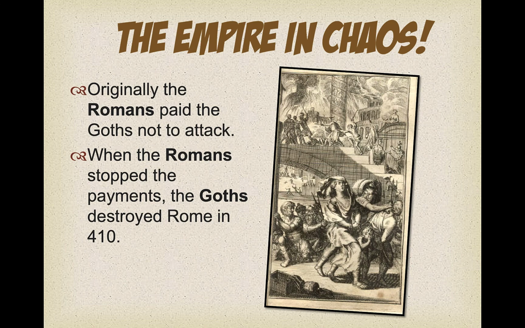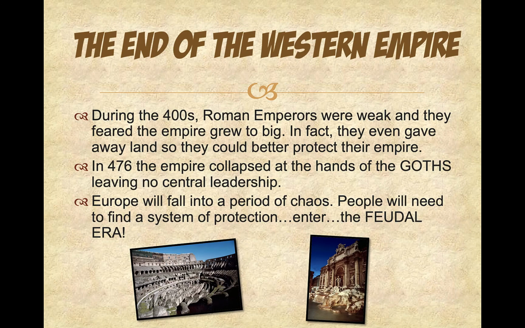So the empire is totally in chaos. Originally, the Romans had enough money that they paid the Goths not to attack. But when the Romans stopped paying, because of course they couldn't anymore, they couldn't even feed their own people, the Goths came in and destroyed Rome in 410 AD. So the end of the Western Empire and the end of an era.